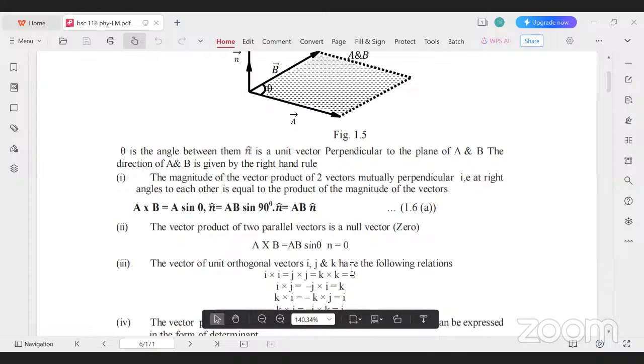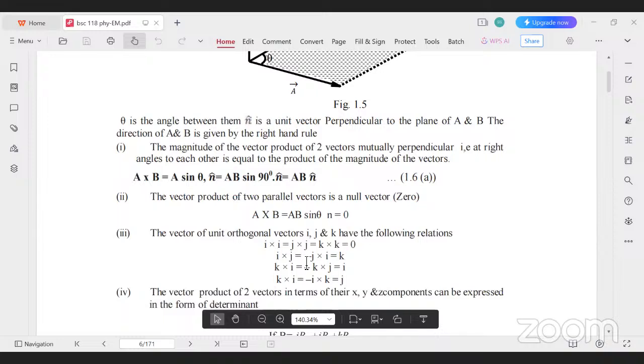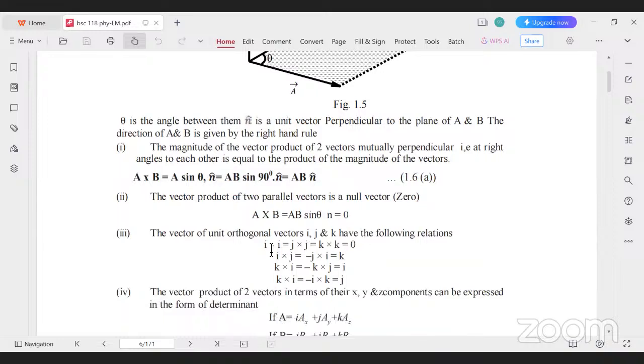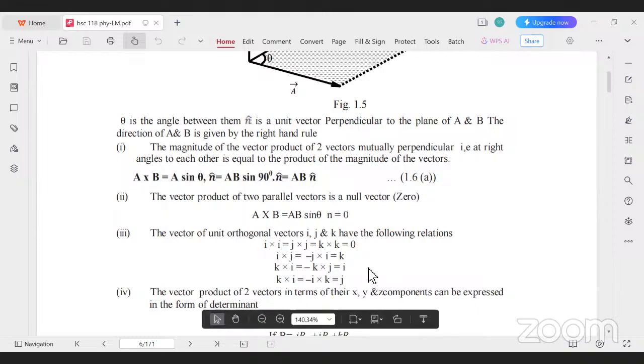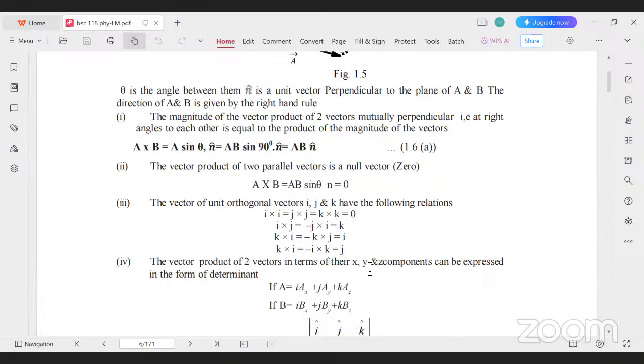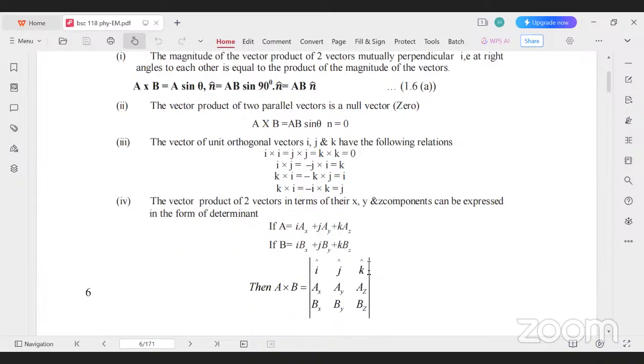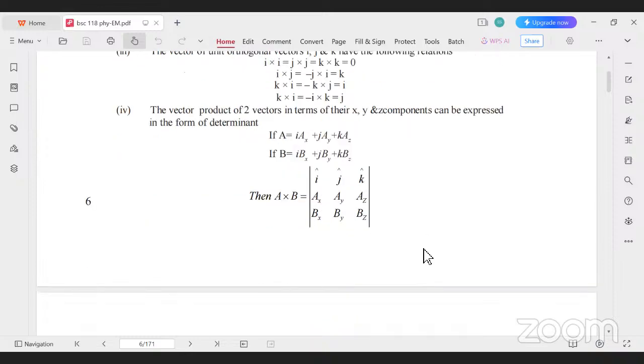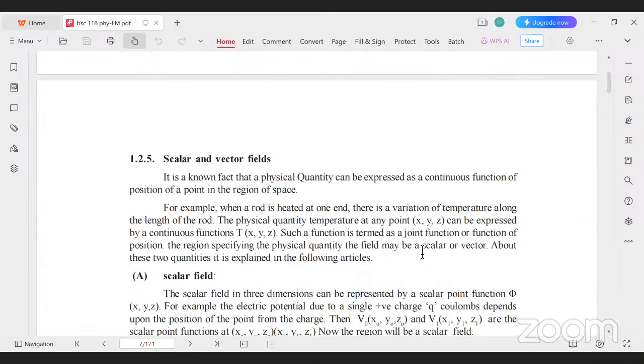So the unit vectors for orthogonal vectors i, j and k have the following relations. We have orthogonal vectors which we have already seen in the starting topic. There you can find these relations. So the vector product of two vectors in terms of their x, y, and z components, which is what I am going to discuss more, can be expressed in the form of determinants. I just want to go and show you.